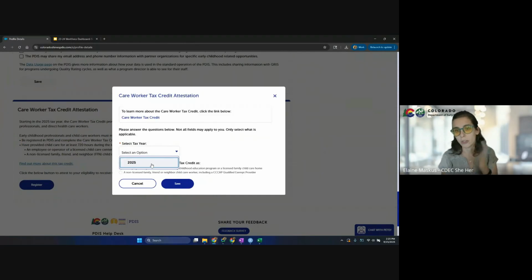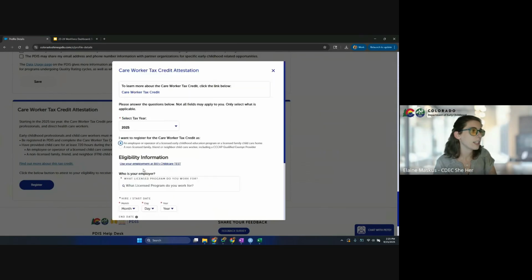Again, right now, it's only available for 2025, so that's the only option. The next option is to select whether you're registering for this tax credit as an employee or operator of a licensed early childhood education program, including family childcare homes, or if you are registering as a non-licensed family friend or neighbor childcare worker, and this includes the CCAP qualified exempt providers. So based on what you select here, more fields will pop up.